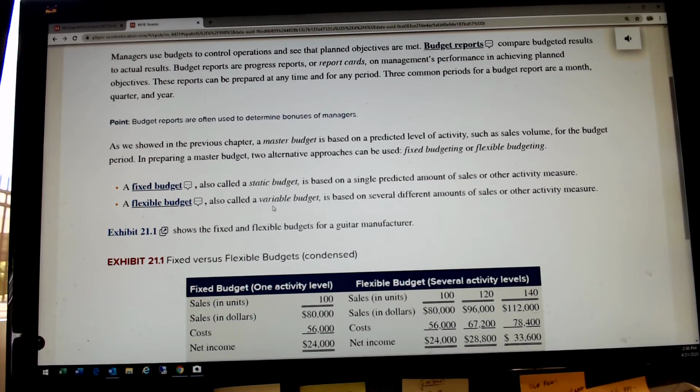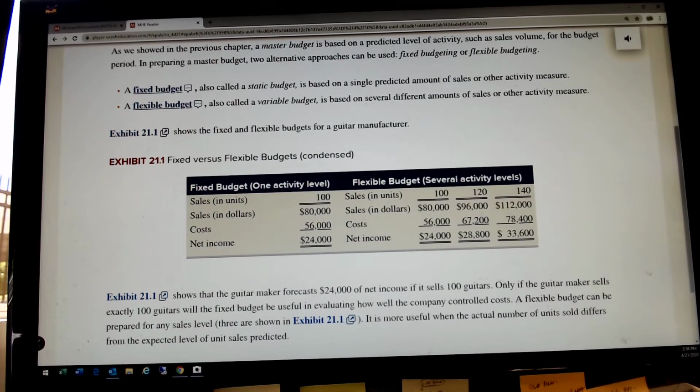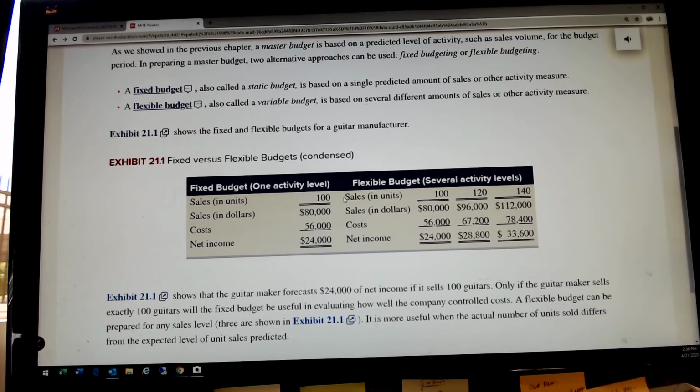So, for example, looking at this half of this grouping, this is a fixed budget. If I have sales of 100 units, then my sales should be 80,000. My costs are budgeted at 56. I should make $24,000. That's a static budget, a fixed budget.